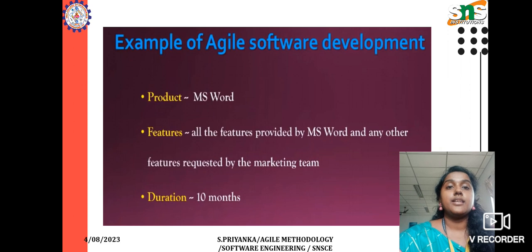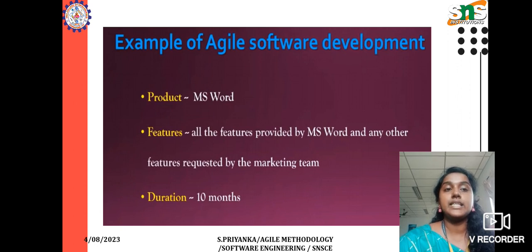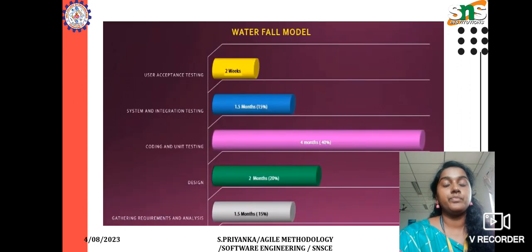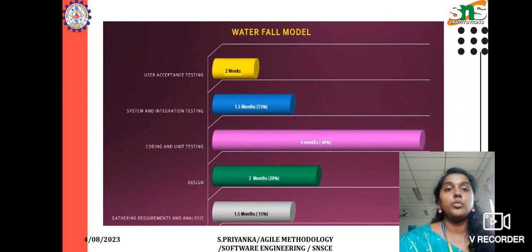Now, let us consider that the project is MS Word. All the features provided in MS Word are requested by the marketing team. They are requesting us to develop MS Word, and the duration they have given is 10 months. Let us see the difference between the waterfall and the agile model. In the waterfall model, gathering the requirements and analysis itself takes 1.5 months.